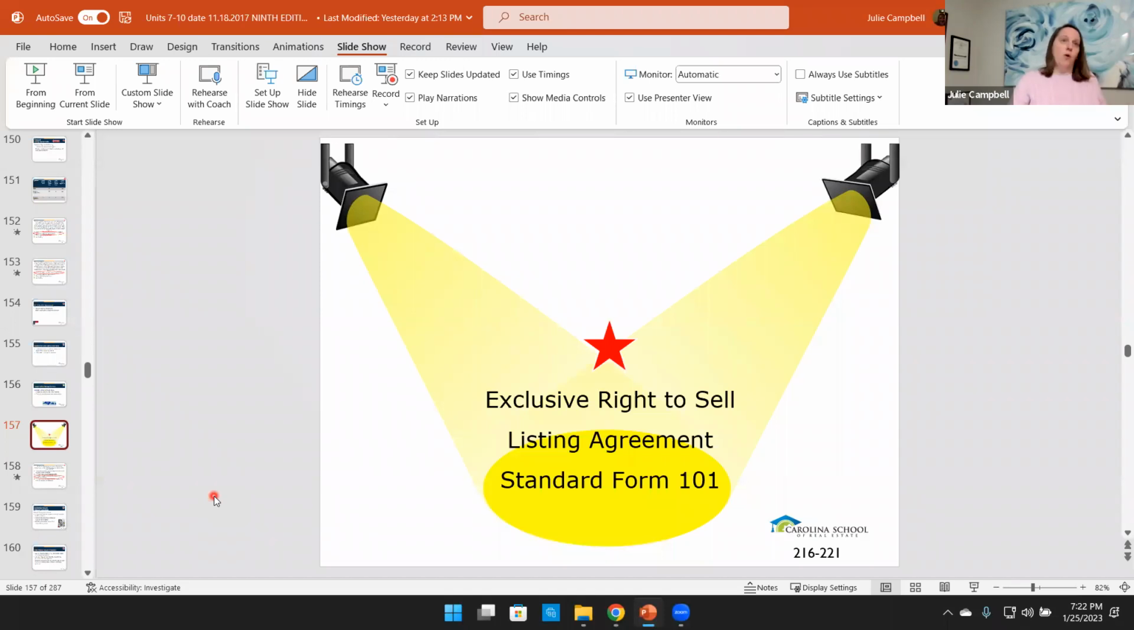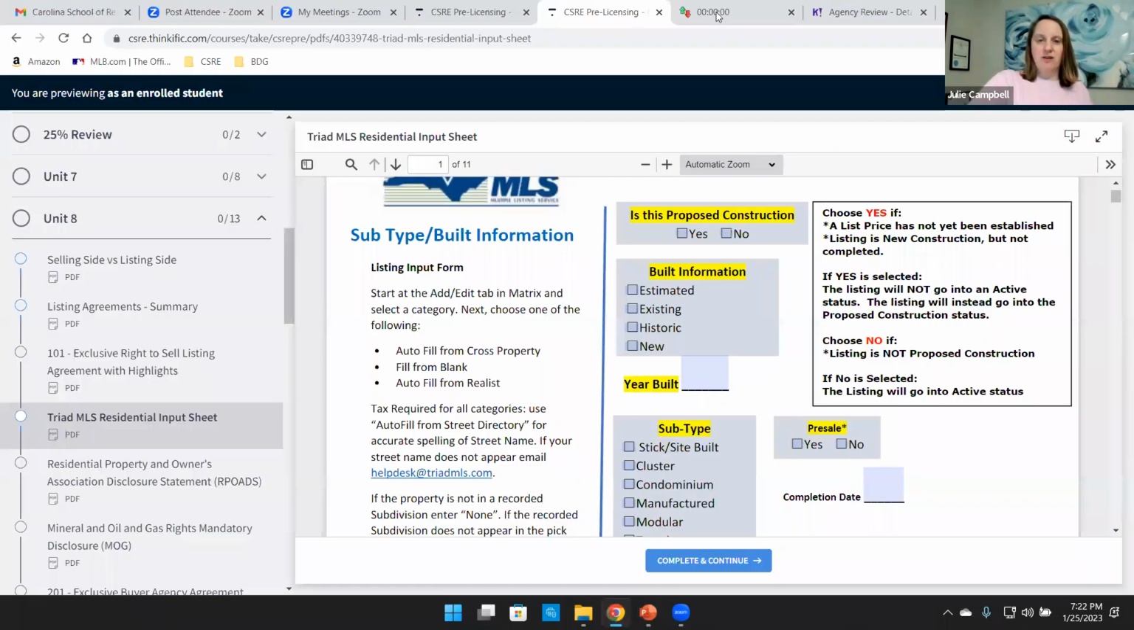So if you only use four, it may be helpful to know those numbers so you can find them. But the one we're going to look at when we get back from break is our exclusive right to sell listing agreement, standard form 101. So let's go ahead and take 10. When we come back, we're going to look at our form.